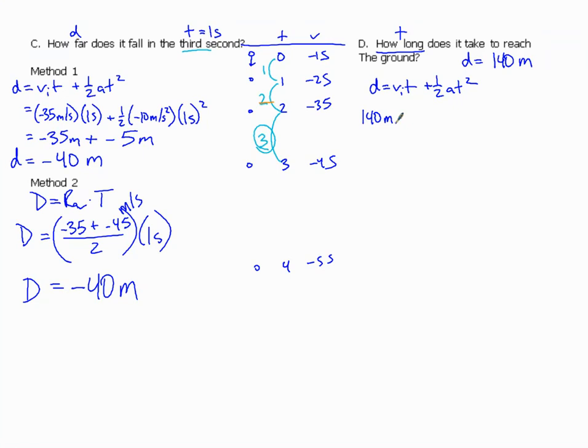Remember, in physics, in free fall problems, positive is up, negative is down. So even though the height of the building is 140 meters, it's going to fall 140 meters, which is negative. Equals the initial velocity, negative 15 meters per second, times t for the time, plus 1/2. a is negative 10 meters per second squared, and we're looking for t squared.